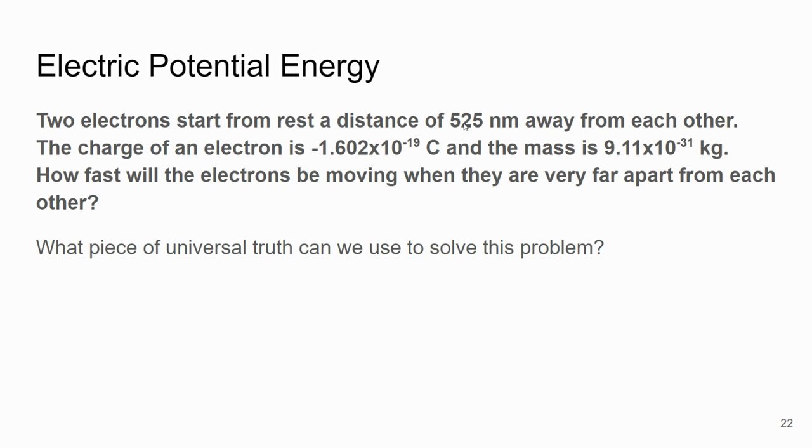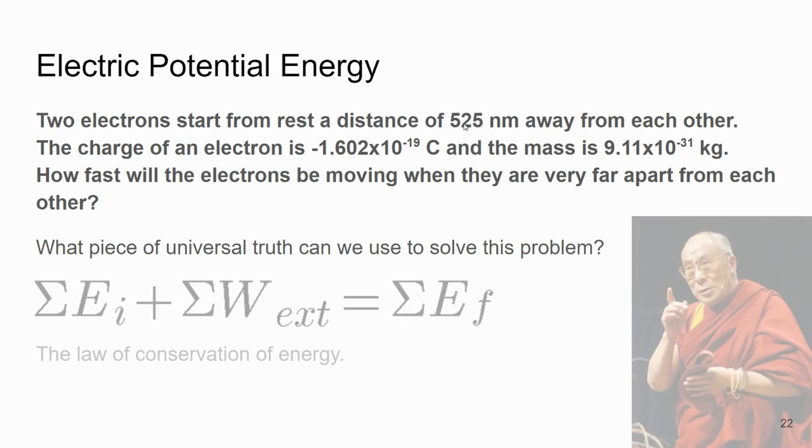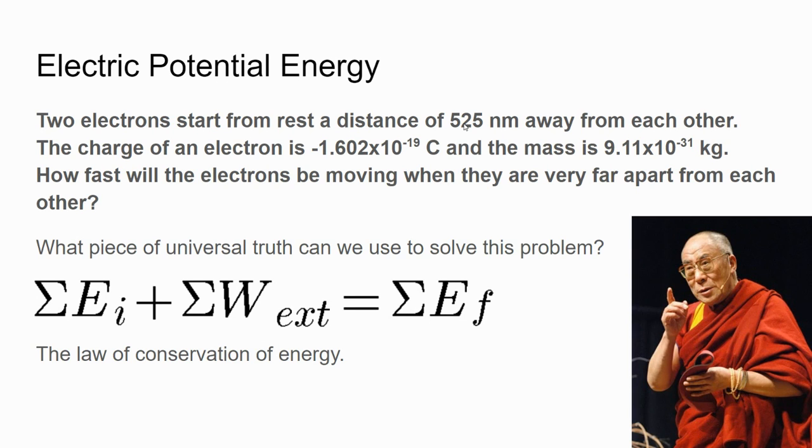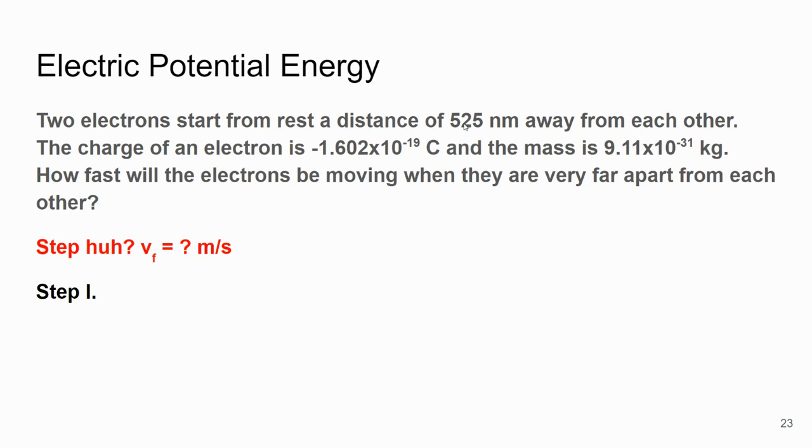So what piece of universal truth can we use to solve this problem? Well, it's one of the do now questions. This is a conservation of energy problem. This is a one with everything kind of idea. So step one, what are we trying to find? How fast will the electrons be moving? We're looking for velocity, so velocity comes in meters per second.